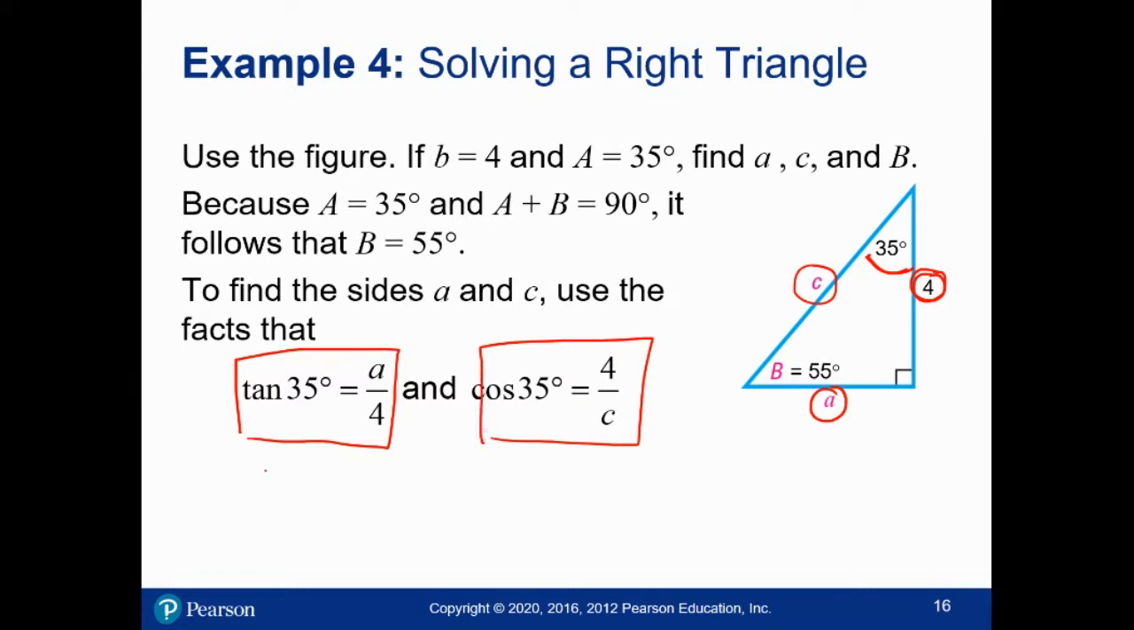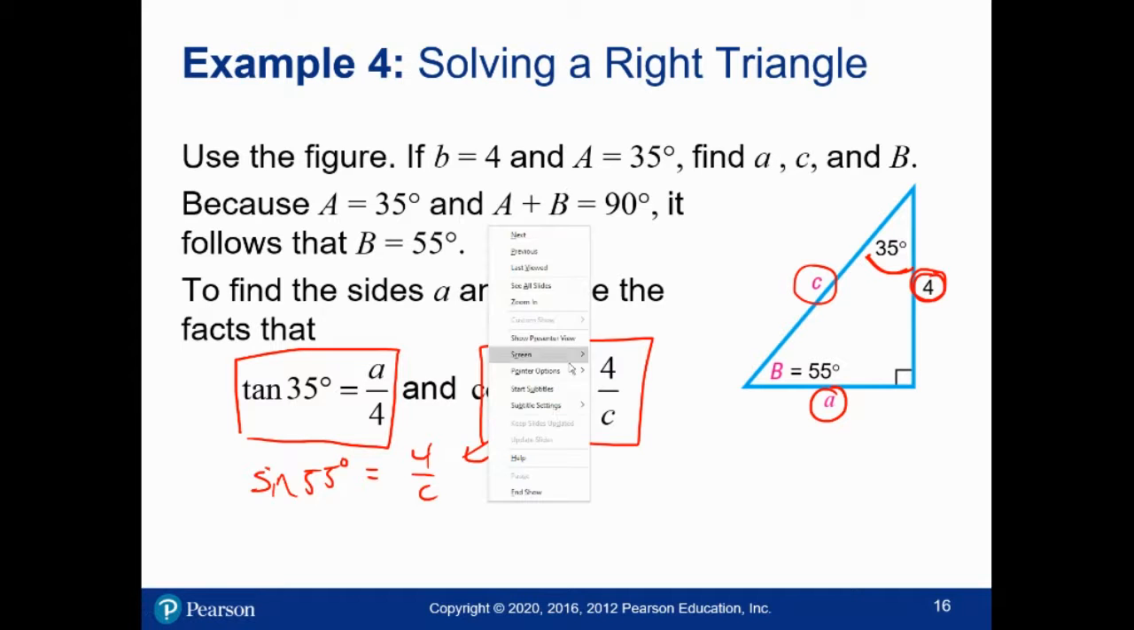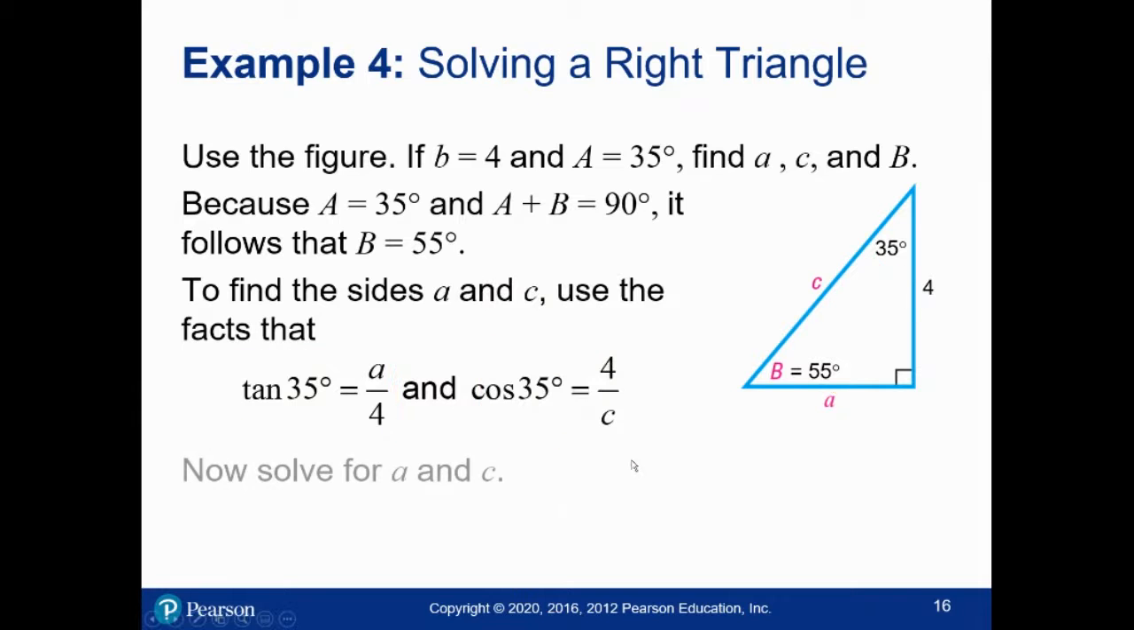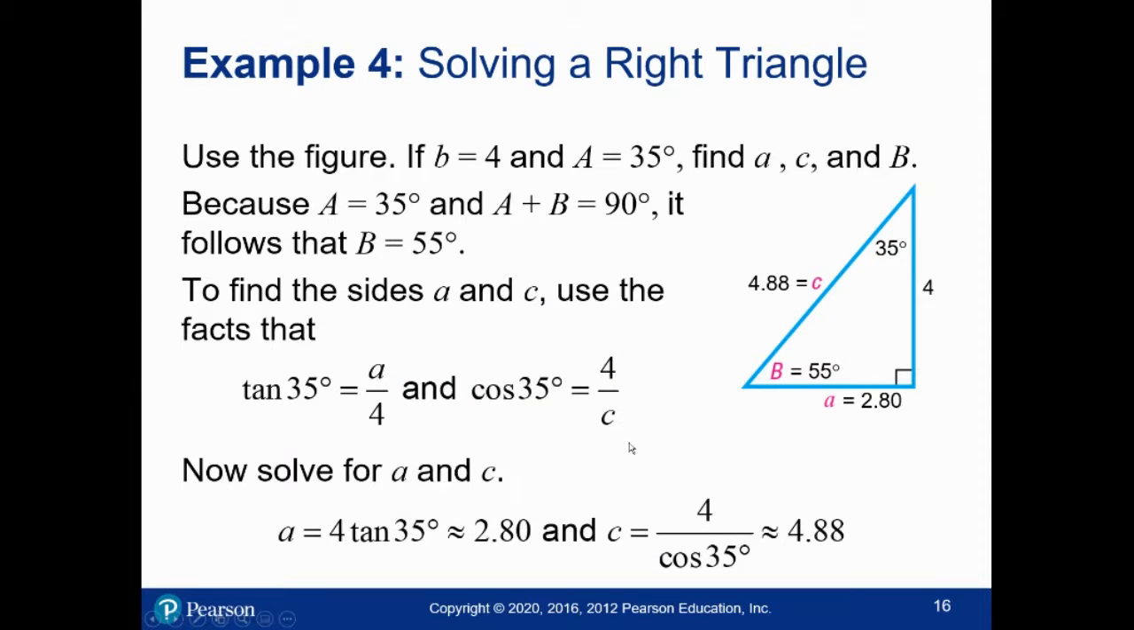You could use complementary angles. You could say the sine of 55 degrees is 4 over c, because it's complementary to 35. Okay, so there's not one unique way to proceed from here. The way the book has chosen to do it is using these. So if I solve for a and c, we get a is 4 times the tangent of 35 degrees, approximately 2.8.